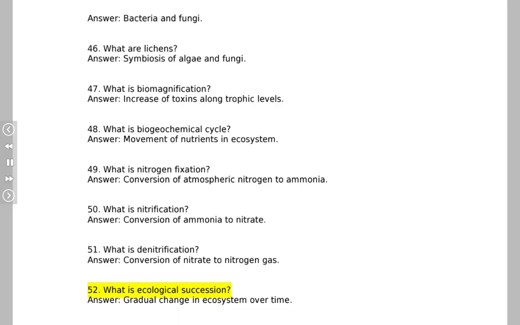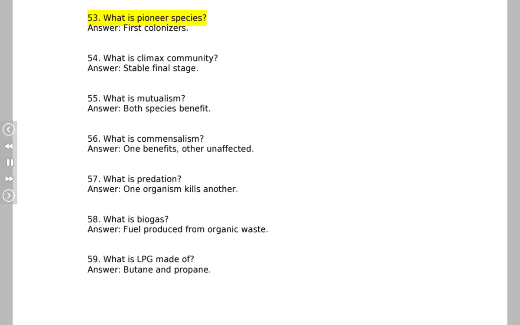52. What is ecological succession? Answer. Gradual change in ecosystem over time. 53. What is pioneer species? Answer. First colonizers. 54. What is climax community? Answer. Stable final stage. 55. What is mutualism? Answer. Both species benefit. 56. What is commensalism? Answer. One benefits, other unaffected. 57. What is predation? Answer. One organism kills another.